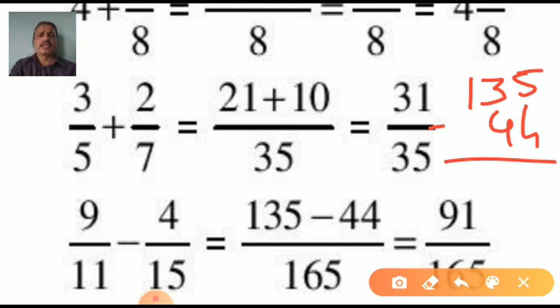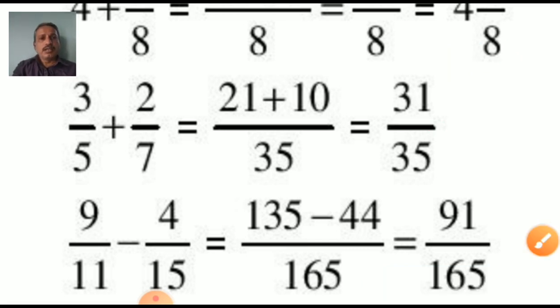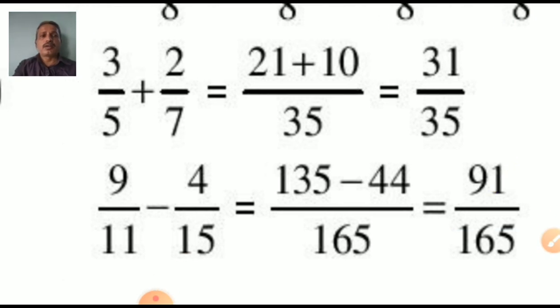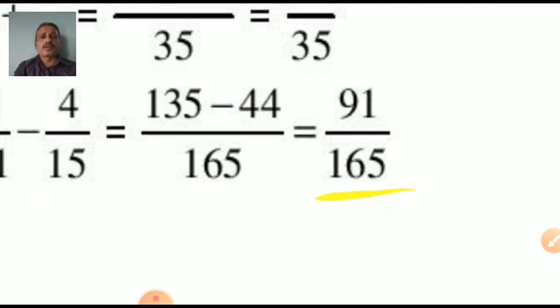So many students are making mistakes to subtract also. 5 minus 4, 1. 3 minus 4 possible? No, we can cut it. 0 and 10 we can borrow. Yes, 10 plus 3, 13. 13 minus 4 is 9, so 91. That's why I am writing here 91. And denominator is 165. Be check. Is the numerator smaller or not? Yes, this is a smaller number. That's why it's a proper fraction.